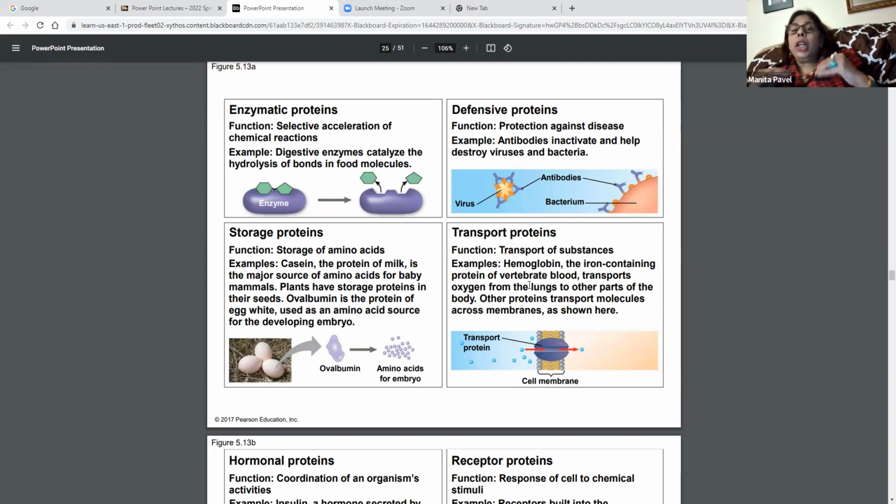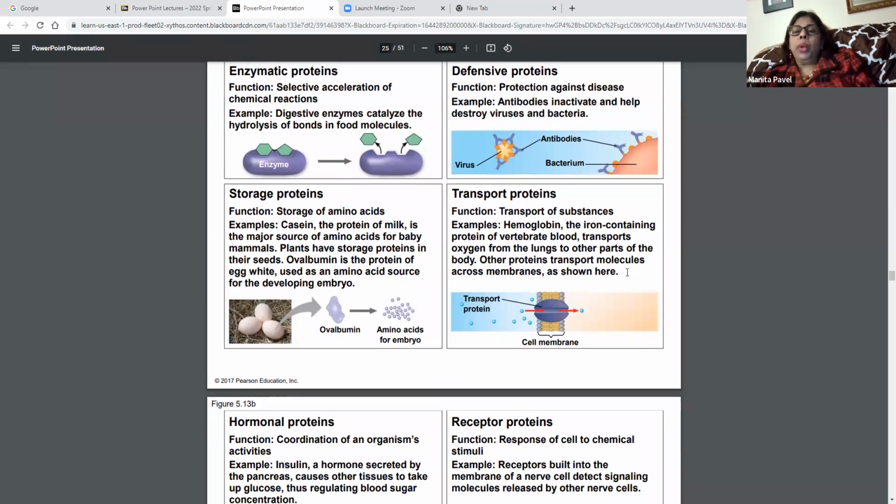Very convoluted, very complex. And how is hemoglobin formed? Hemo comes from the word heme, which is a red iron pigment that attaches to globin, which is a round protein. When it comes in contact with oxygen in the air, it forms hemoglobin protein. And so hemoglobin protein is going to transport the oxygen from the lungs to the different parts of the body. Other proteins are also going to transport molecules across our cell membrane. You can see the transport protein going across our lipid bilayer.